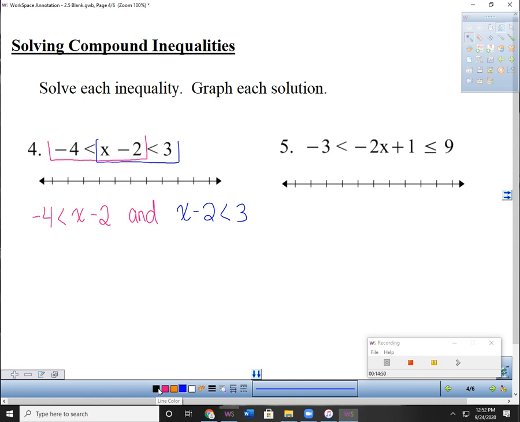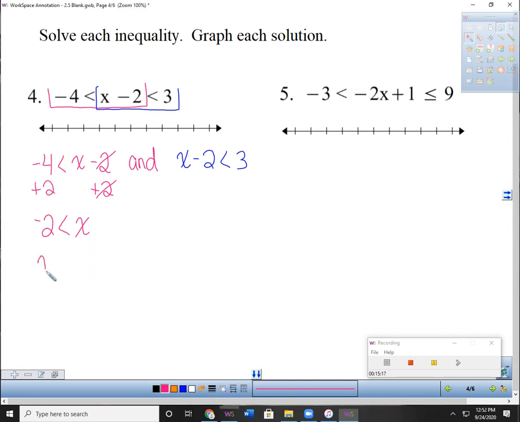Now you're going to solve that, just like you would normally. So if I've got x minus 2, I'm going to have to add 2 to the other side to get my x by itself. So negative 4 plus 2 gives me negative 2 is less than x. But we don't like to leave our x on this side, so I'm going to put it on the left. I'm going to flip that symbol around, and I'll put the negative 2 on the right. And you still have your and, right? Then you're going to do the same thing over here. I'm going to solve for that x, so I add the 2.